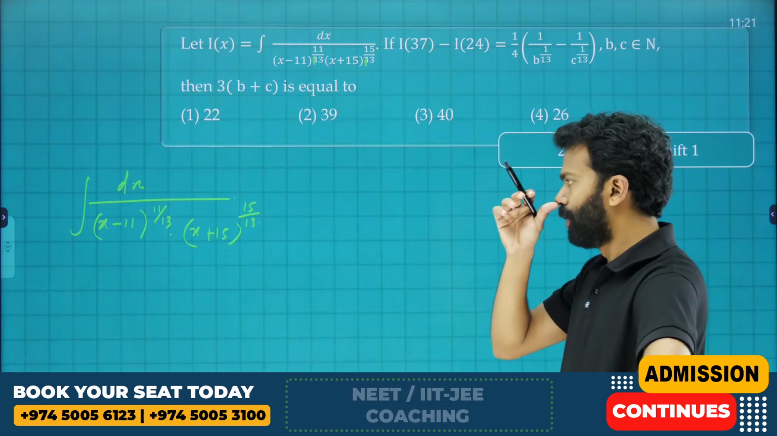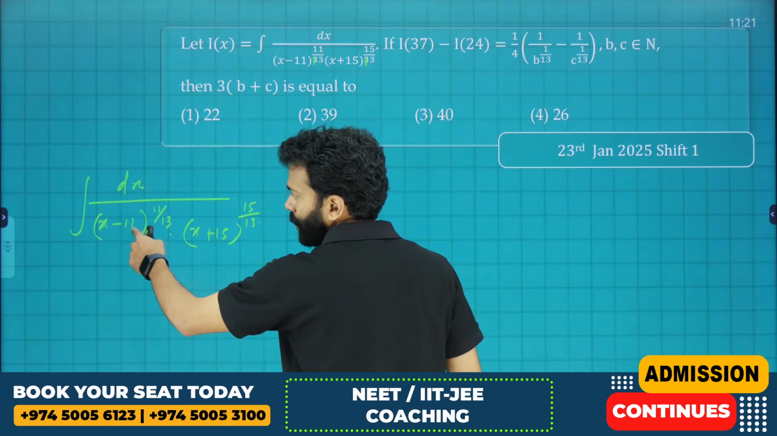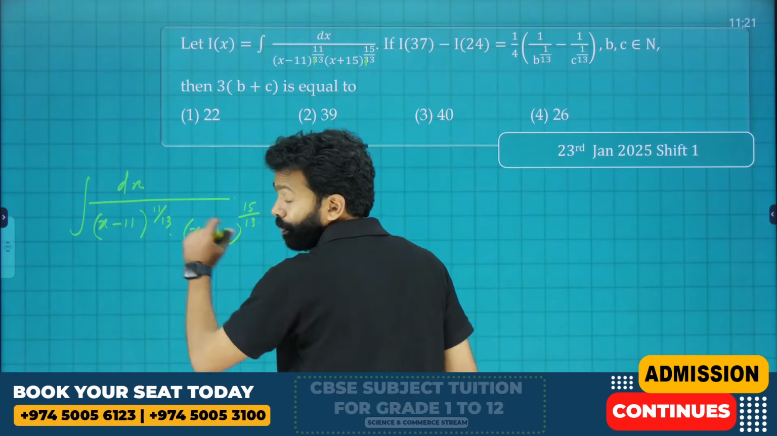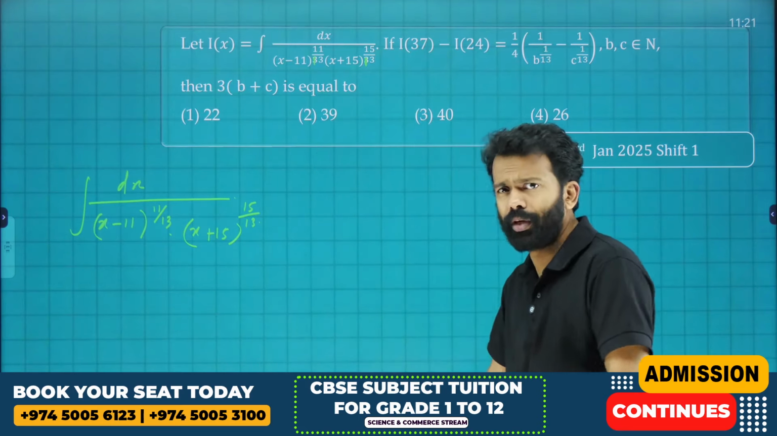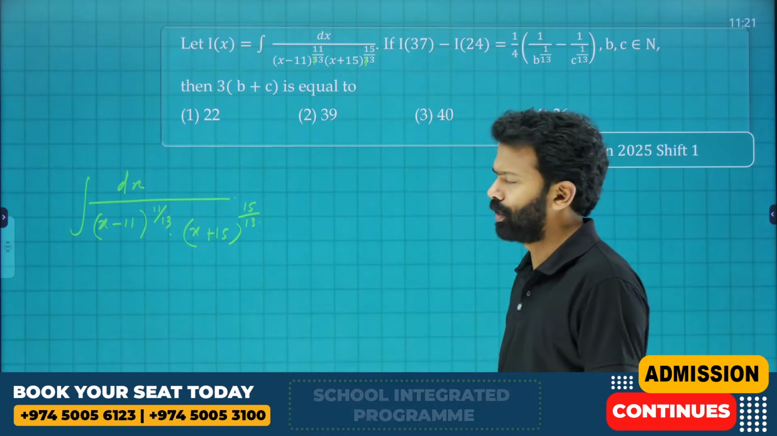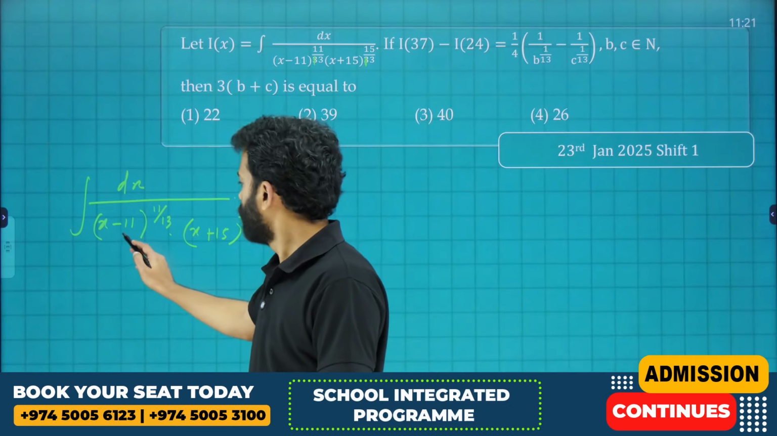2, right? Okay. So what I'm going to do is, either you can divide here with x plus 15 under the power, or you can divide here with x minus 11. Okay, it's up to you. In both of the cases, you will get the correct answer. So I'm going to divide here with what? x plus 15, x plus 15.